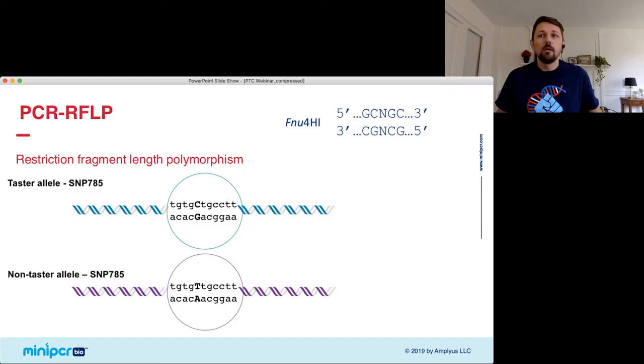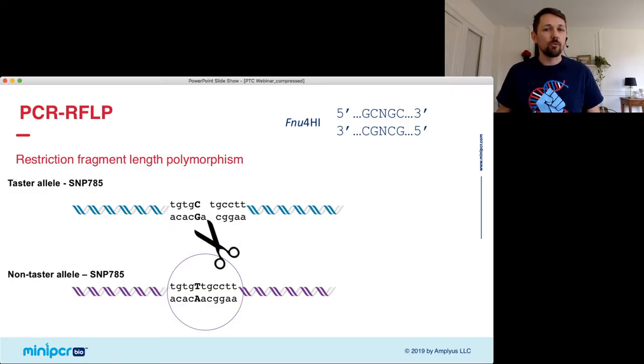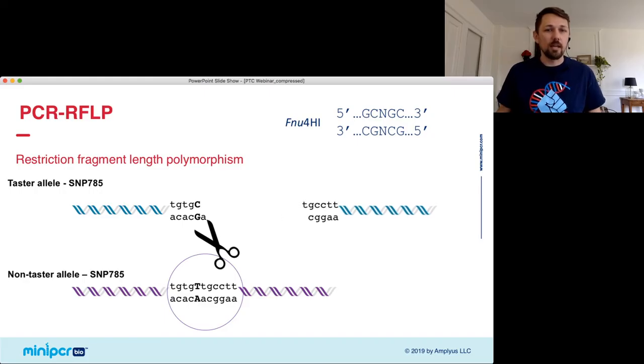So this is why this is important. If we look at SNP 785, base pair 785 in that sequence, this GC, any old nucleotide, GC, we can find it right there in the taster allele. Which means that if we take that taster allele and mix it with the enzyme, it's going to cut the DNA into 2 pieces.